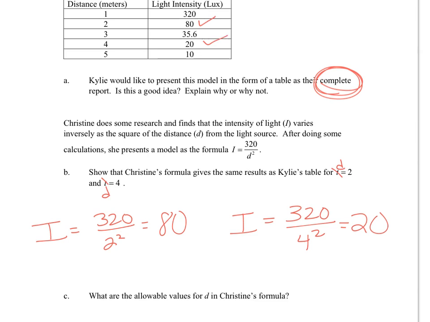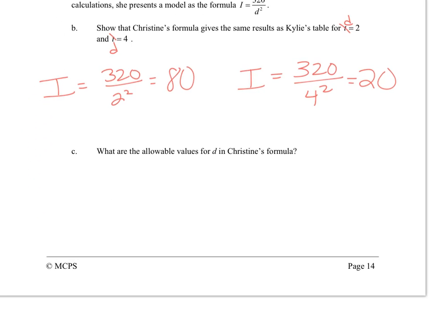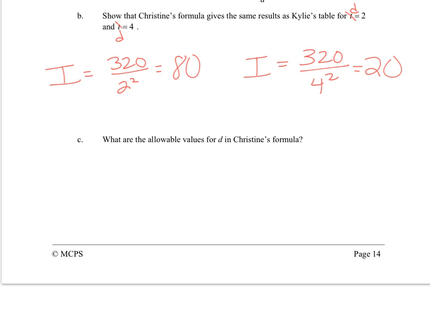What are allowable values? Because D is a distance, we're going to say that D can be any positive real number, so greater than 0, because D is a distance.